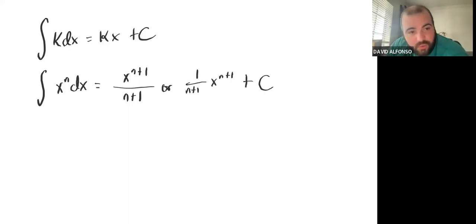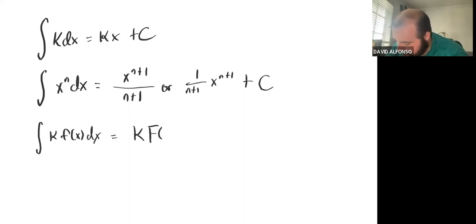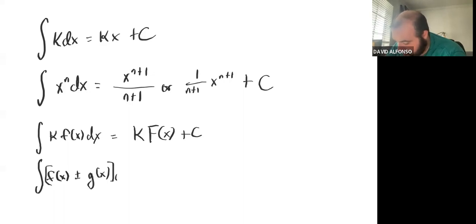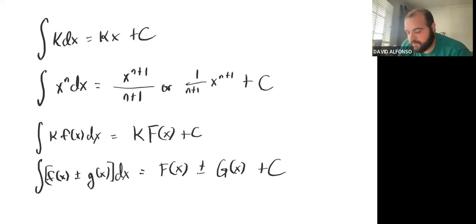The same thing as with derivatives. A constant multiple can be taken out. There's the sum and difference rule. This would be equal to, you can distribute an integral when you add or subtract. And that's pretty much it.